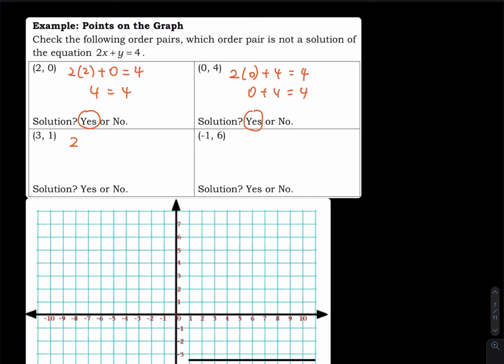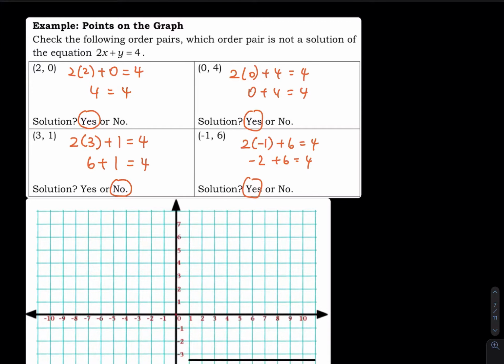When x equals 3, y equals 1, is that equal to 4? 6 plus 1, nope, that is not equal to 4. And then the last one, when x equals -1, 2 times -1 plus 6 equals 4. So this is -2 plus 6 equals 4. Yes, 6 minus 2 equals 4.